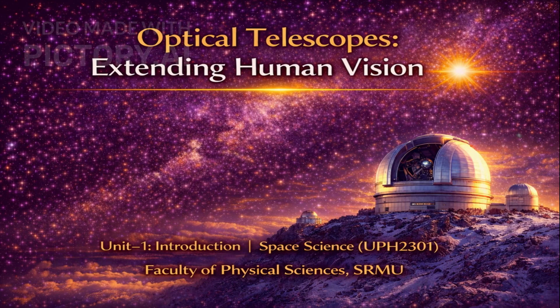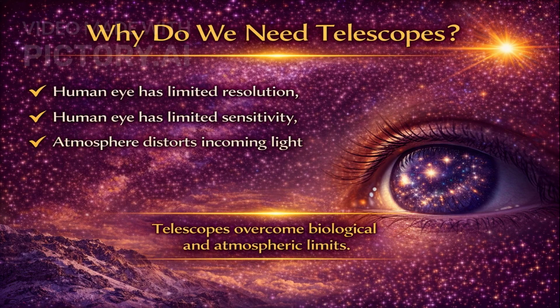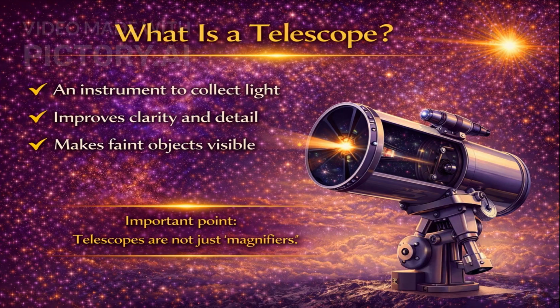Welcome to the fascinating world of optical telescopes, where we explore how these incredible instruments extend our human vision beyond the stars. Our human eyes have limitations in resolution and sensitivity, and atmospheric distortion further hinders our view. Telescopes overcome these biological and atmospheric limits, allowing us to see the universe more clearly. A telescope is an instrument designed to collect light, improving clarity and detail, and making faint objects visible. It's important to note that telescopes are not just magnifiers, they reveal the unseen.